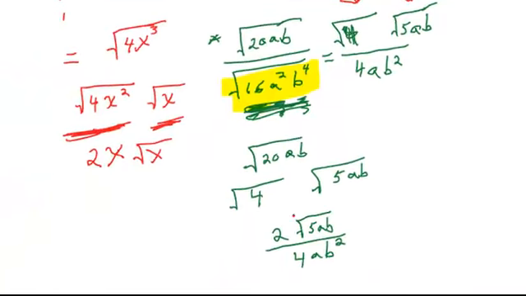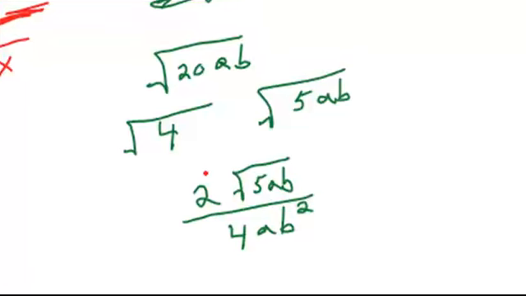Okay, so now we're ready to simplify the fraction. The factors of the numerator are 2 and the square root of 5ab. The factors of the denominator, we have 4a and b squared. Clearly, 2 goes into this once, 2 goes into this twice. What about the a's and b's? Can we cancel anything? No. These guys are in jail, these guys are not. There's no consorting.